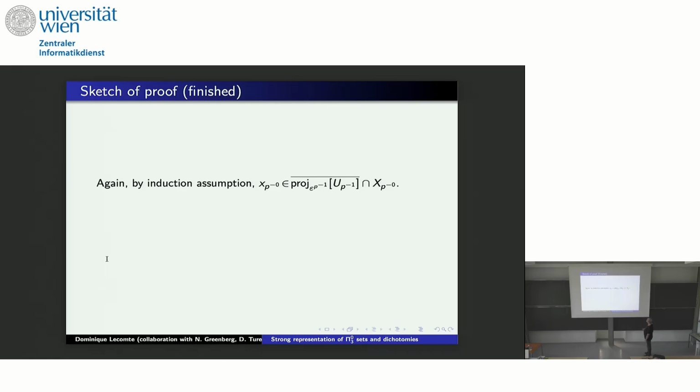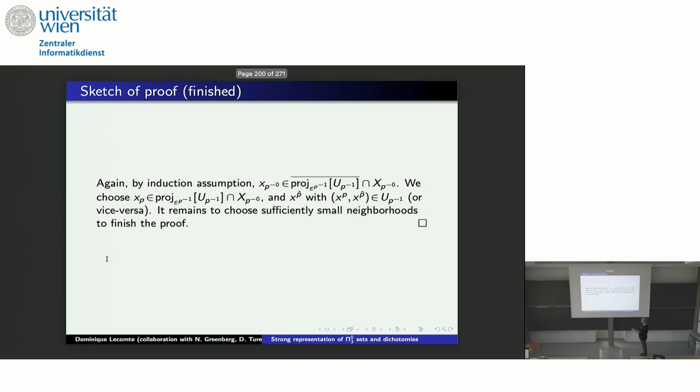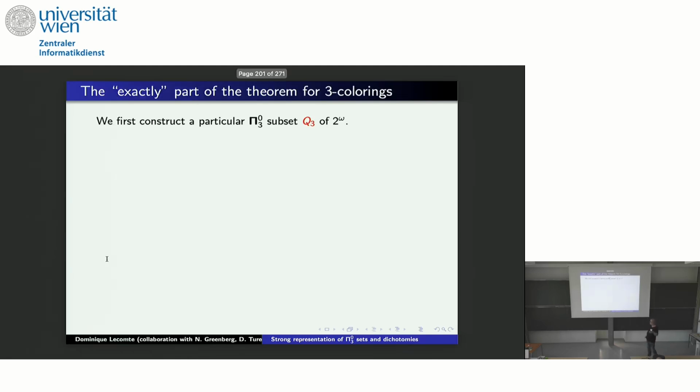We take again this induction assumption, it's the same as before, and we remove the closure, so we take an XP in the intersection, and then we take a witness. And because on this other side, the recent past is the same as the old past, we have no problem. So we just choose small enough neighborhoods to finish the proof. Okay, so this is the one-holds part of the theorem.